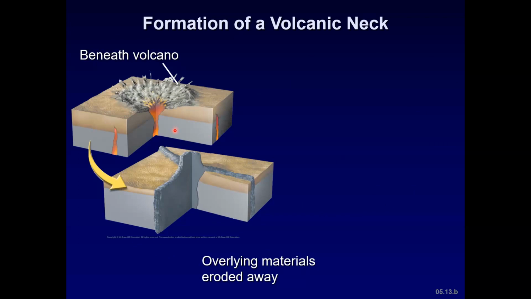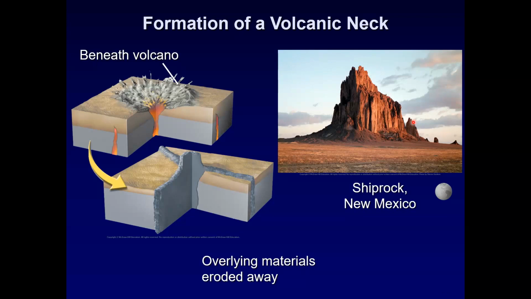Another volcanic neck formed well beneath the Earth's surface, but it can be uncovered by erosion of overlying rocks. This is Shiprock, New Mexico. It wasn't formed inside a volcano, but at depth below the volcanic crater. And it's what's remaining of all this other stuff that used to be over it.